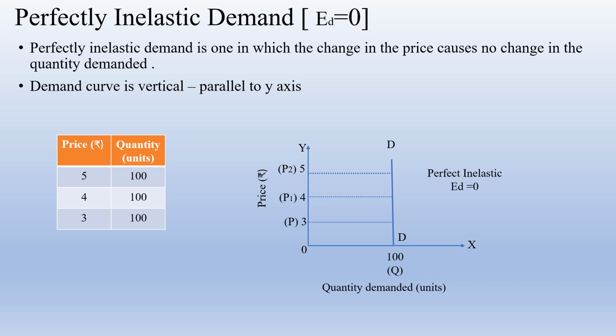The schedule shows first case price 5, quantity demanded 100. In the second case, price decreases to 4, there is no change in the case of quantity demanded. Then again the price changed to 3, the quantity demanded constant, quantity remained constant, there is no change in the case of quantity demanded.